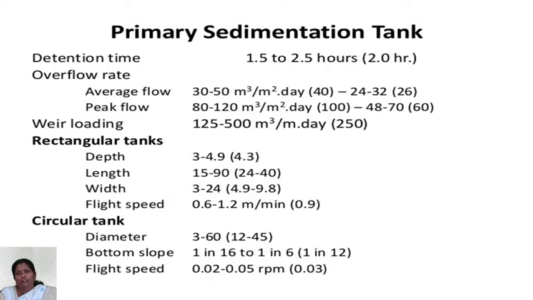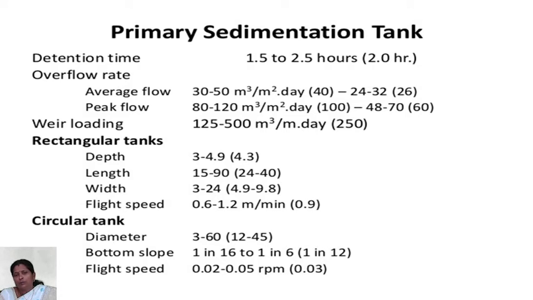Now go to the design parameters, the design criteria for the primary sedimentation tank. The detention period for the sedimentation tank is taken as 1.5 to 2.5 hours. For the typical value, we have taken 2 hours. Overflow rate, for average flow, is taken as 30 to 50 meter cube per meter square per day, typically 40. For the range of average flow, 24 to 32, the typical value is taken as 26. Peak flow is 80 to 120, taken as 100, and the 48 to 70 range is taken as 60.